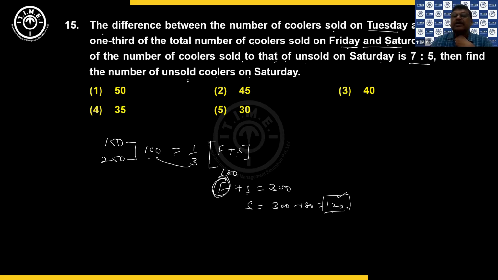So if the ratio of the number of coolers sold to unsold is 7 is to 5, then find the number of unsold coolers. Sold to unsold is 7 is to 5. Students, you can easily say 7 is to 5 means the total is 120. If you divide 120 in the ratio 7 is to 5, is it not 70 and 50? So what is the question here? Find the number of unsold coolers. Unsold coolers will be 50.